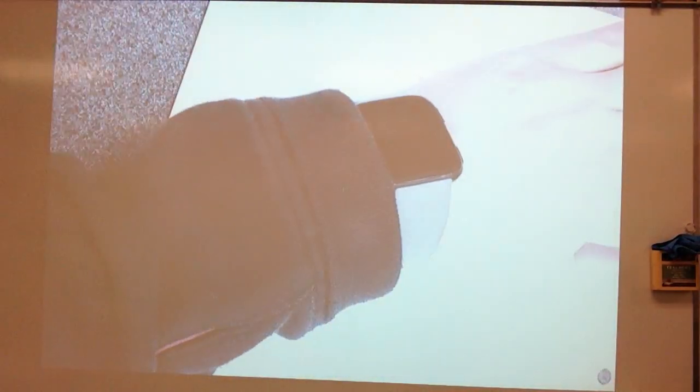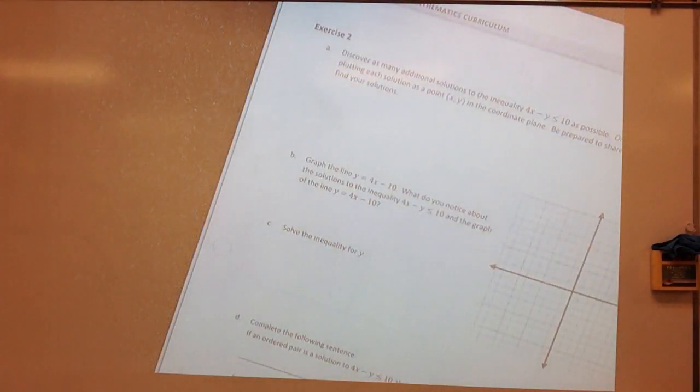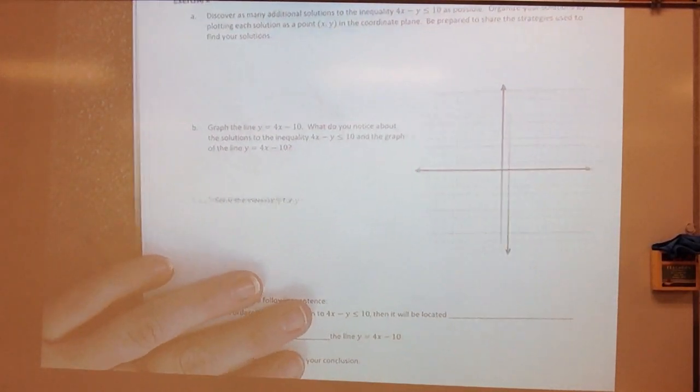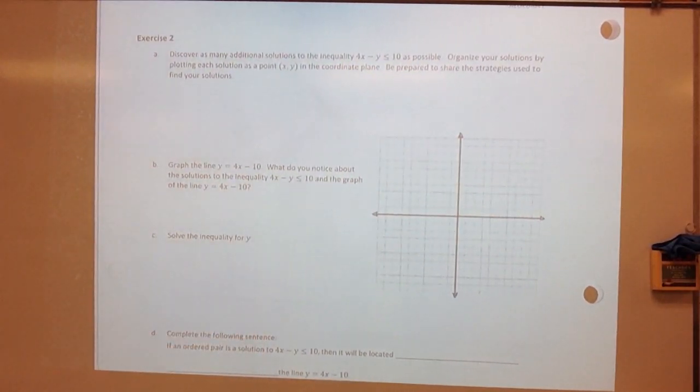Let's look at exercise 2. It says discover as many additional solutions to the inequality 4x minus y is less than or equal to 10 as possible. Organize your solutions by plotting each solution as a point x, y in the coordinate plane, and be prepared to share the strategies used to find your solution. Well, obviously, I would love for you guys to be able to share your strategies with me, but we're not in person, so I can't do that.